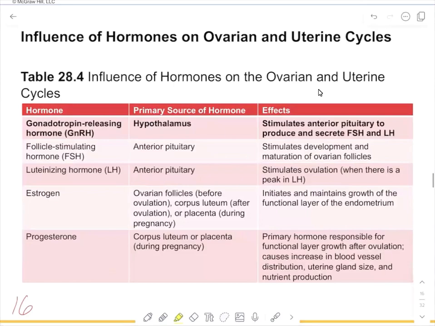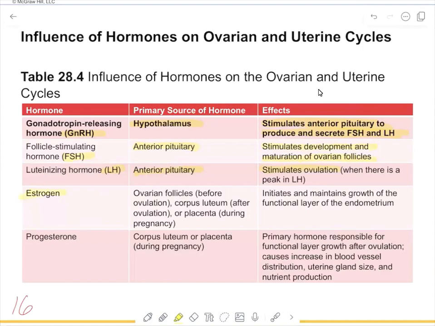This slide is showing the various hormones and their influence on ovarian and uterine cycles. GnRH is the hormone secreted from the hypothalamus, and that stimulates the anterior pituitary gland to produce both FSH as well as LH. FSH is released from the anterior pituitary gland, just like LH is. However, FSH is going to stimulate development and maturation of the ovarian follicles, while LH is going to stimulate ovulation when there is a peak in LH.